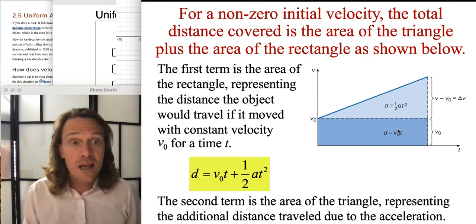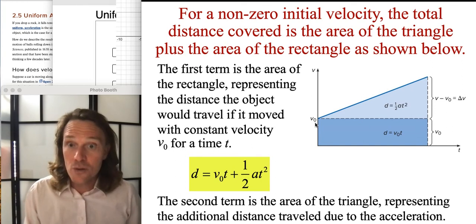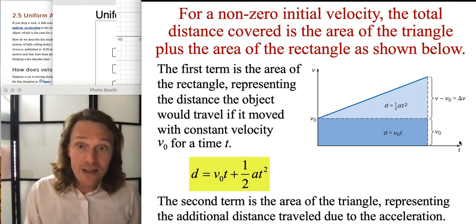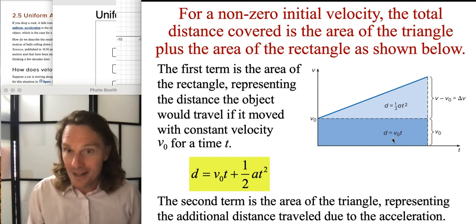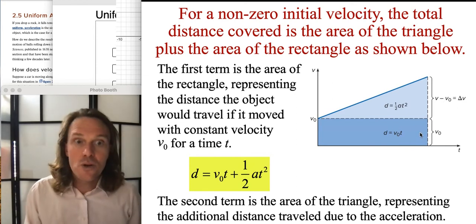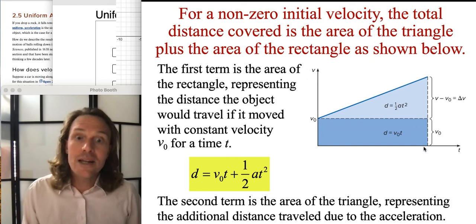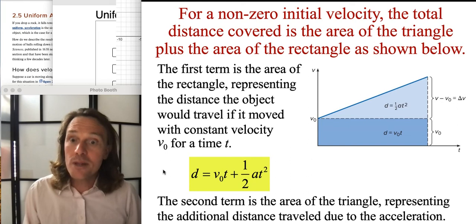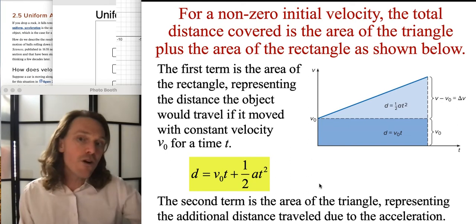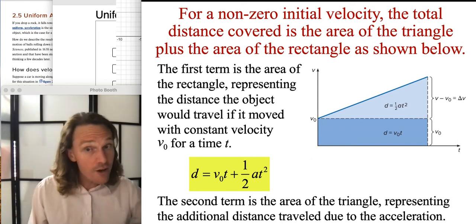You can see that the height is just literally v naught, units of meters per second. The width here is seconds, after all, the horizontal axis is time, and so you end up with units of meters, because meters per second times seconds, the seconds cancel, and we've just got meters left. And it's a rectangle, so that actually is exactly how we end up with this other term, this v naught t. So you can see then that we now have a formula that works fine for finding how far you've gone relative to where you started.